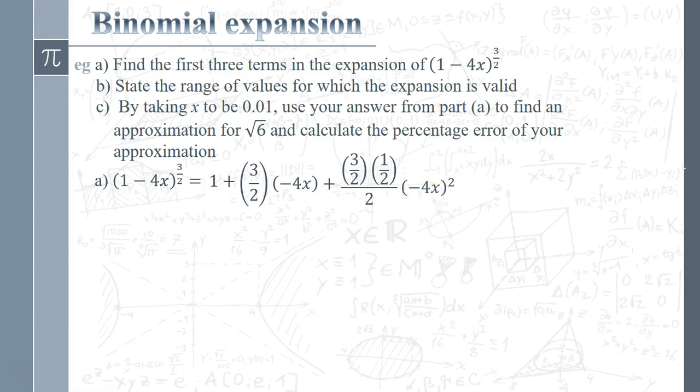And it says we want the first three terms. 1, 2, 3 terms. There you go. I don't need to go any further than that. Now let's do some tidying up. So we've got 3 over 2 times by minus 4, minus 6. And here we've got 3 over 2 times by half, divided by 2, times by minus 4 squared. Put it all together, and that gives us plus 6x squared.